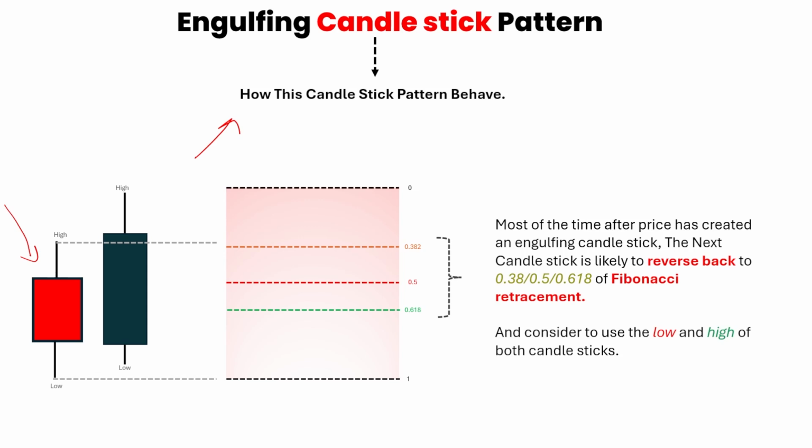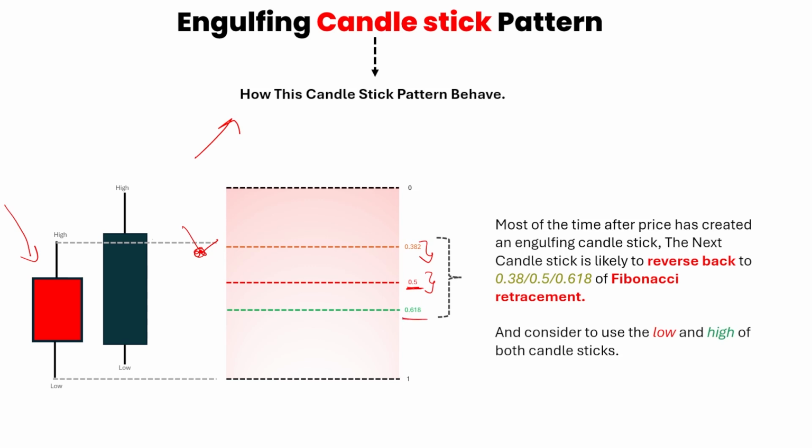say that a bullish engulfing candlestick pattern always predicts price to move higher. Let's say for the next candlestick, you'll be predicting that it will go higher, but most of the time you will see that price here will just come and retrace back to this level here. If the market is very strong, it will retrace back to the 0.38 of the Fibonacci retracement. If the market is not as strong, it will retrace back to the 0.5 and also the 0.618.